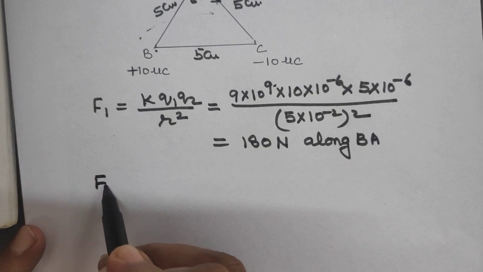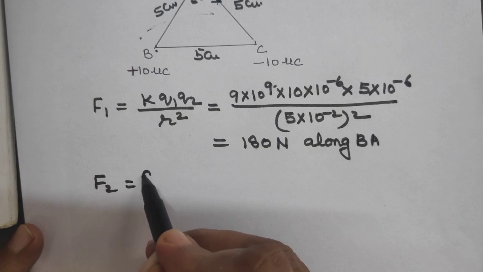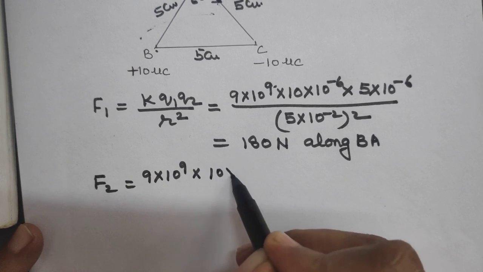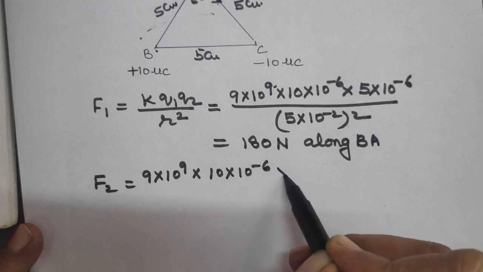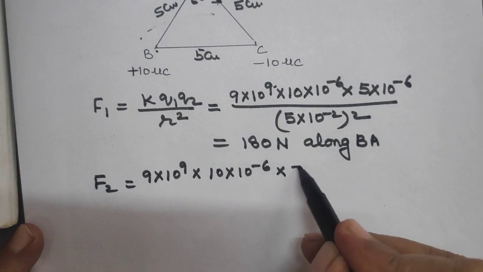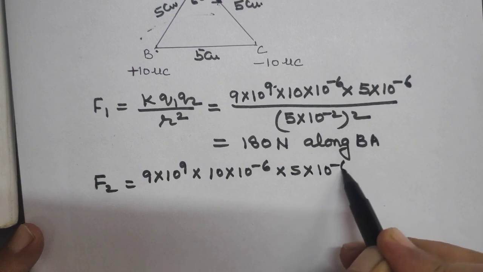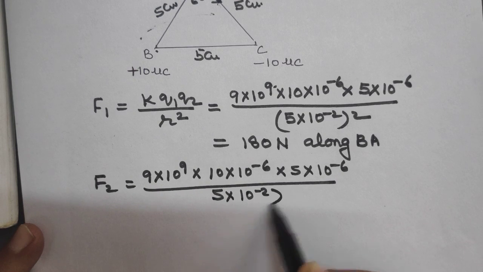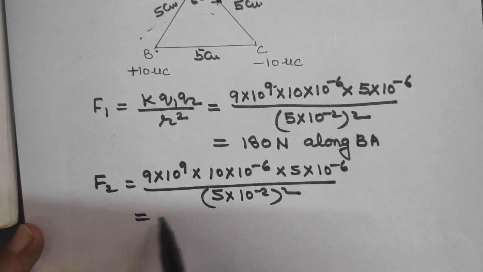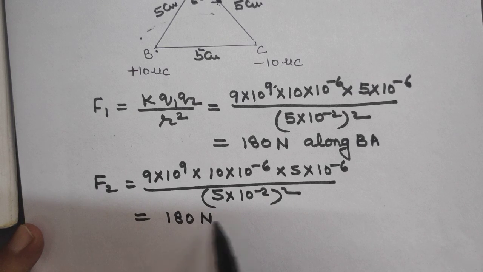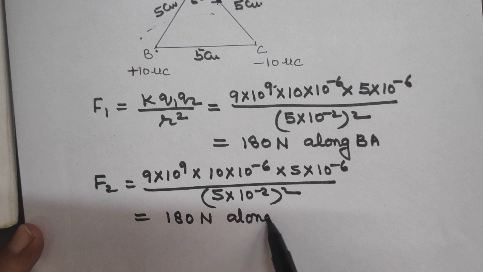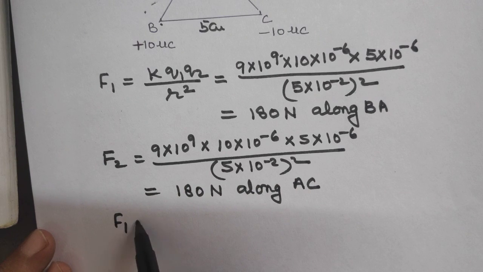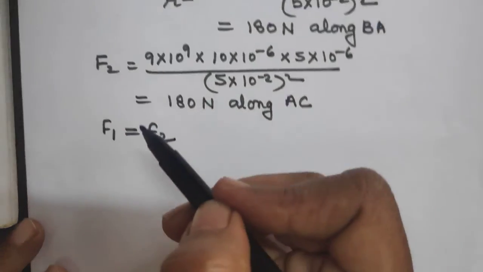Second, F2 equal to 9 into 10 raised to power 9, 10 into 10 raised to power minus 6, 5 into 10 raised to power minus 6 upon 5 into 10 raised to power minus 2 whole square. So again equal to 180 Newton. Now direction is along AC. Now in magnitude, F1 equal to F2.